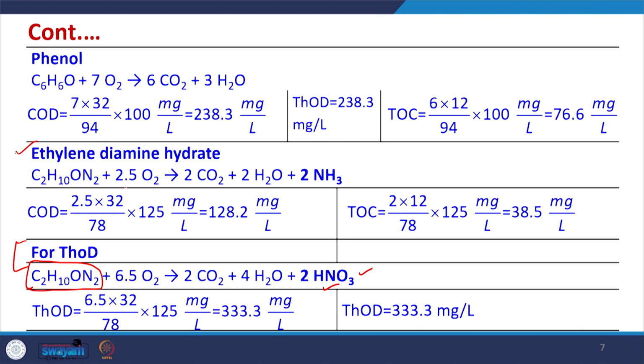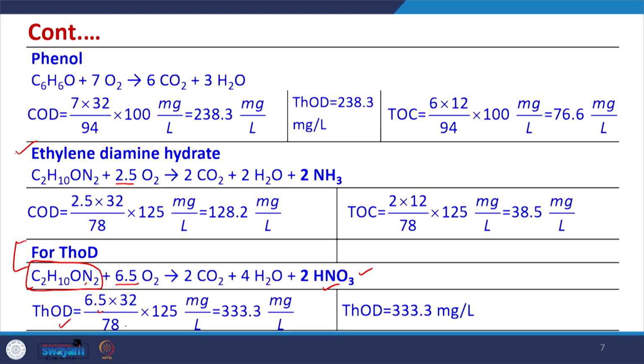So, we can see here for COD and TOC only 2.5 oxygen was required, whereas here it is 6.5, and this is a difference of 4, because there are 2 moles of nitrogen. So, 2 into 2, 4 additional moles of oxygen are required when we calculate for THOD. So, we can calculate THOD as 6.5 into 32 divided by 78 into 125. So, 333.3, this is the THOD for the C case.